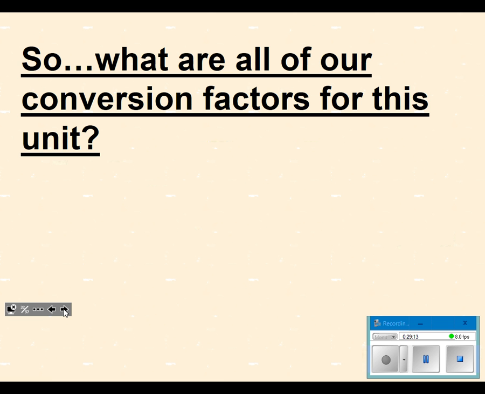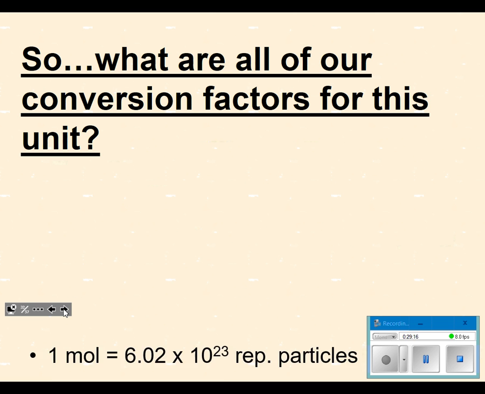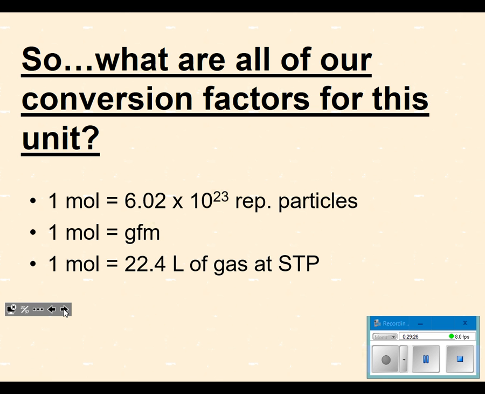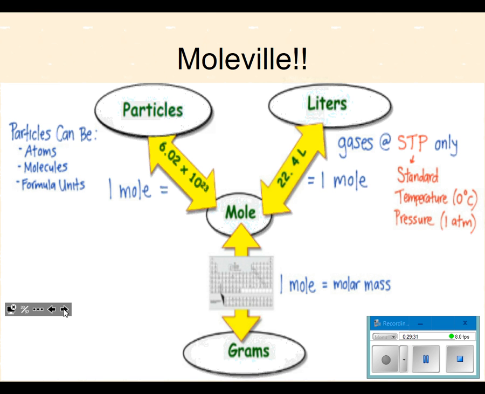All right. So what are all of our conversion factors for this unit? 1 mole is 6.02 times 10 to the 23rd representative particles. 1 mole is equal to the GFM. And 1 mole is equal to 22.4 liters of gas at STP. So this is one way to look at it. I could start with the mole in the middle, and I could be going out or in accordingly, and I would multiply or divide, depending on whether I was leaving from the moles in the middle and going out to one of the various topics that we've talked about, or whether I was coming in, okay?